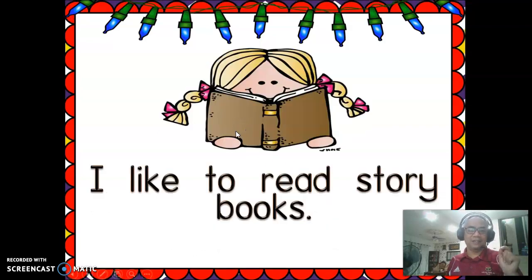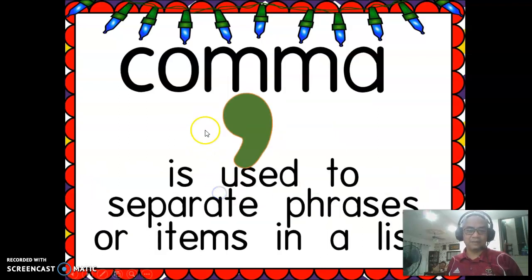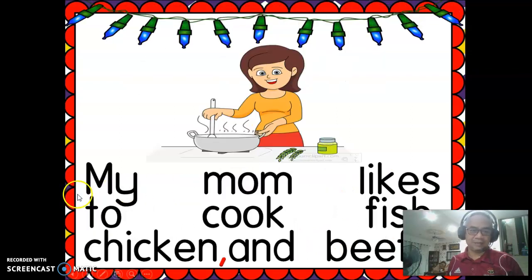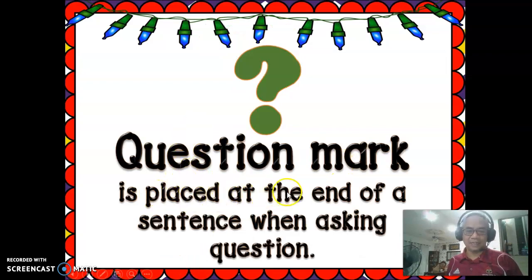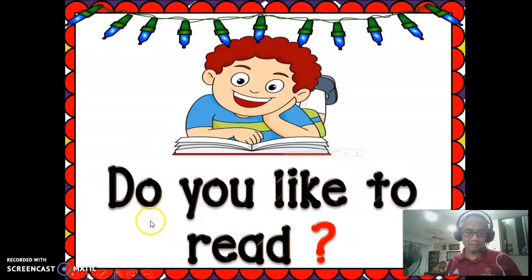For example, I like to read story books. Full stop. Comma. Comma is used to separate phrases or items in a list. Example, my mom likes to cook fish, comma, chicken, comma, and beef. Question mark. Question mark is placed at the end of a sentence when asking questions. Example, do you like to read? Question mark.